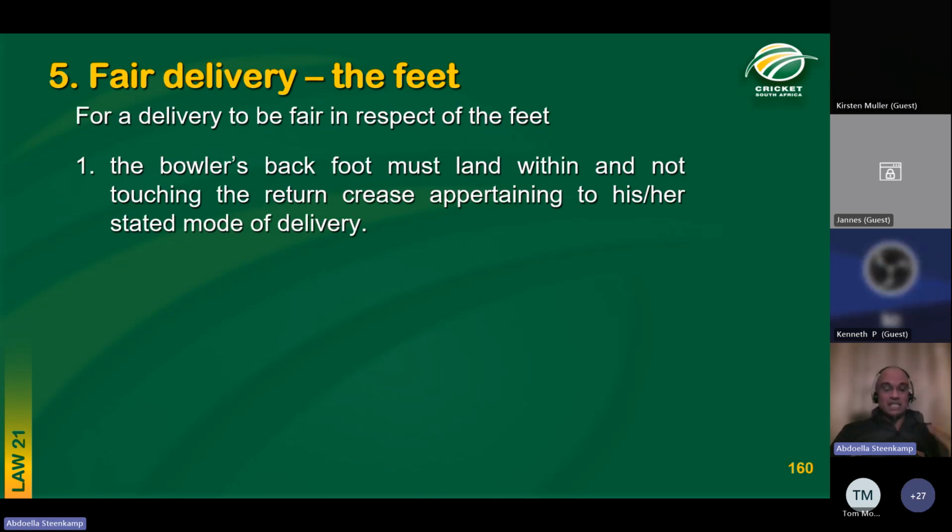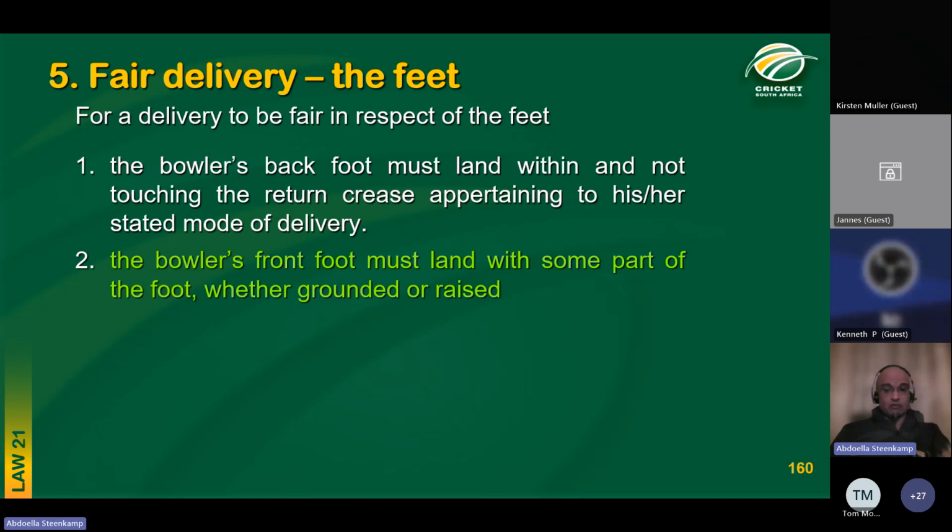When it comes to the back foot, there's a certain crease that goes with the back foot, and that crease is the return crease. So what is the condition when it comes to the back foot and the return crease? Law tells us that the foot must land within and not touch the return crease. So if it lands within and doesn't touch the return crease, it's then a fair delivery. But if the back foot touches the return crease, it will be a no ball. So again, to confirm, back foot, return crease is the crease that you need to look at and should not be touching.